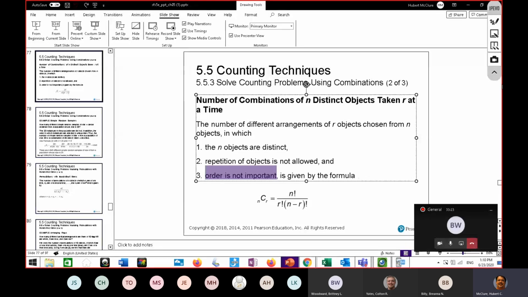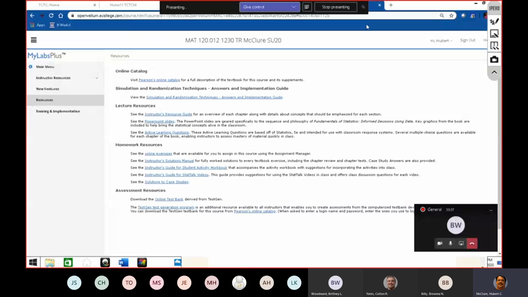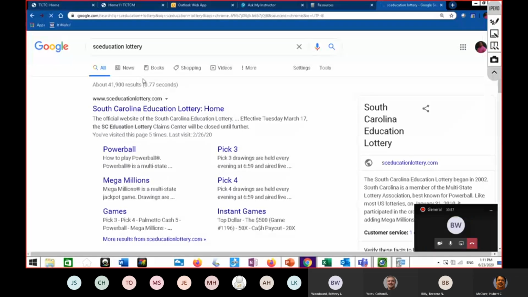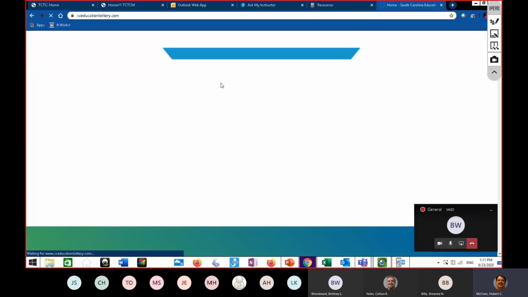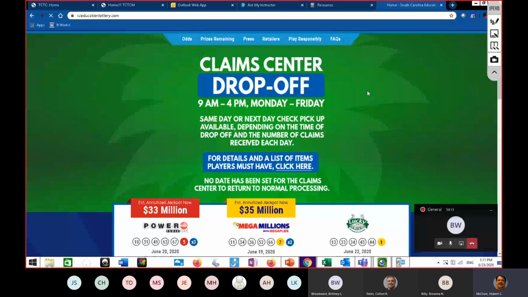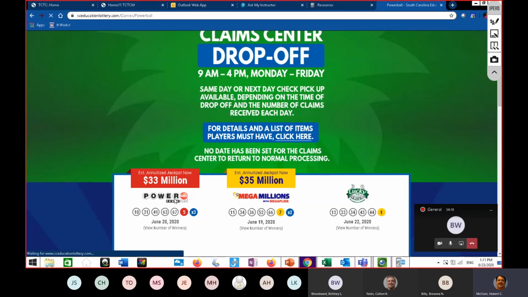So let's go ahead and do a combination. Let me get out of this, and let's go to Google and go to South Carolina Education Lottery. Let's pull up that dang old Powerball and how to play. Oh, I hate when they change the stuff around. There we go. How to play. Where is how to play? It's somewhere on here. There it is.